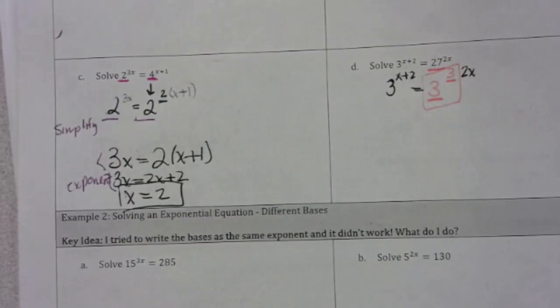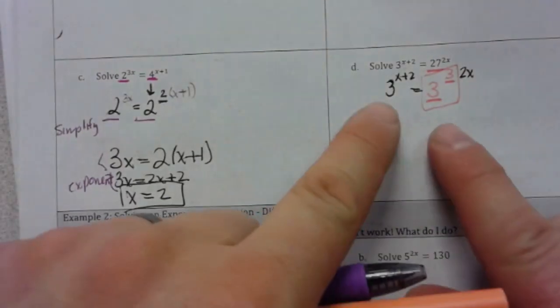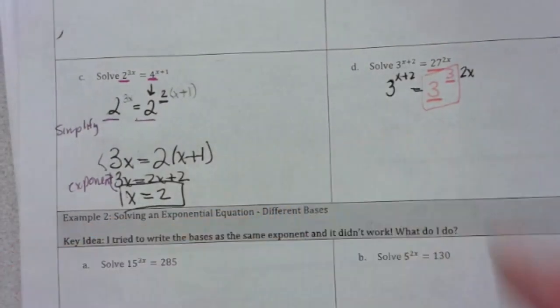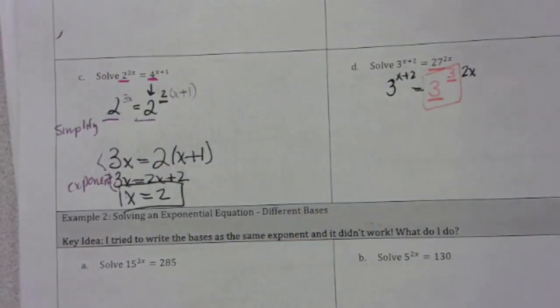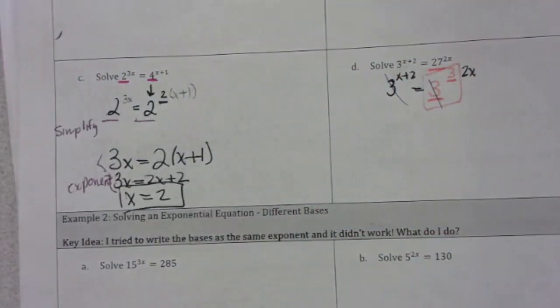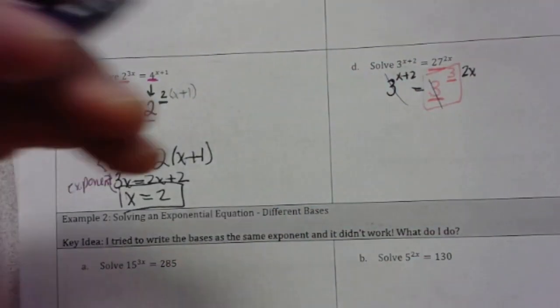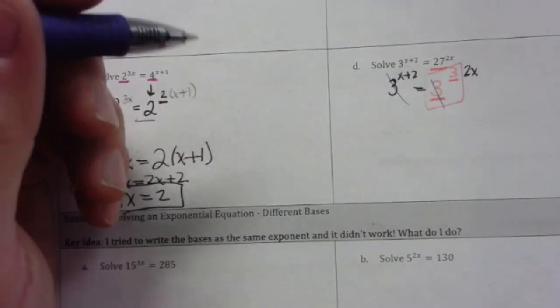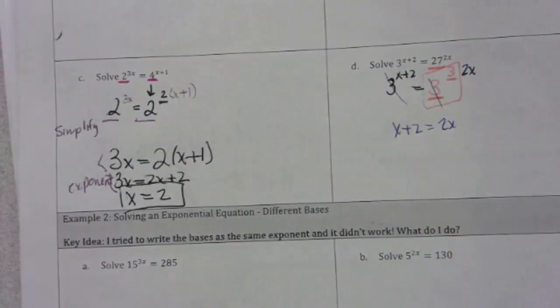Andrew, now that I have the same bases, what would be the next step? Let's do it. So what's on the left, what's on the right, if they're canceled out? What's on the other side, sorry? 2x, 2. Move the x over. X is 2.